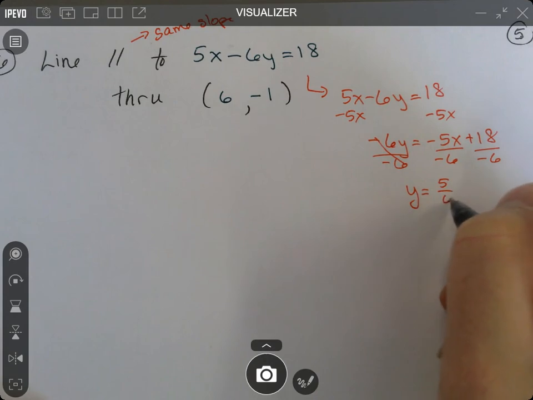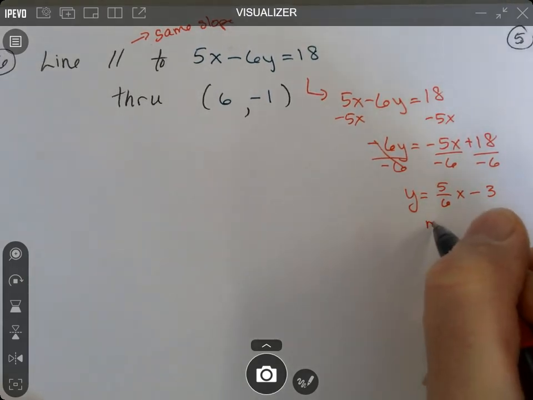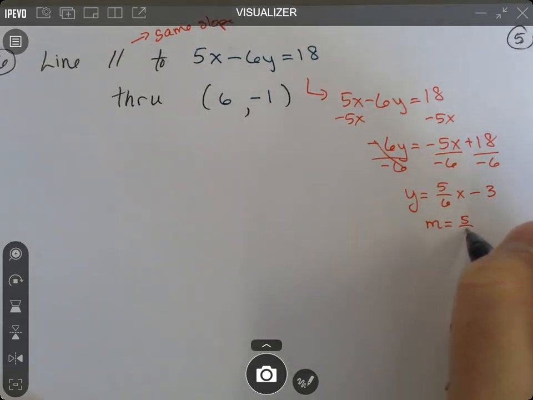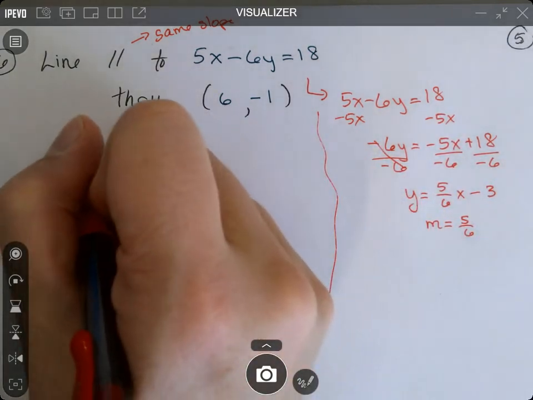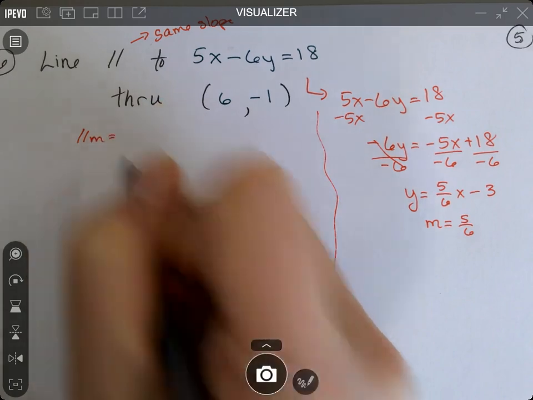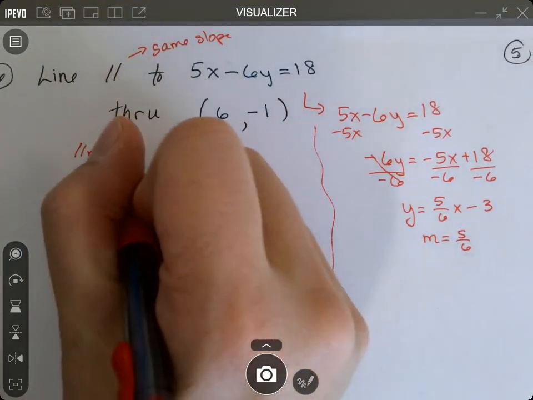Positive 5/6x minus 3. What do I want from this line? I only want the slope. M is 5/6. That's all I want. I don't want the y-intercept. So what's the slope of a line parallel to that? If your slope is 5/6, your parallel line has the same slope, 5/6.